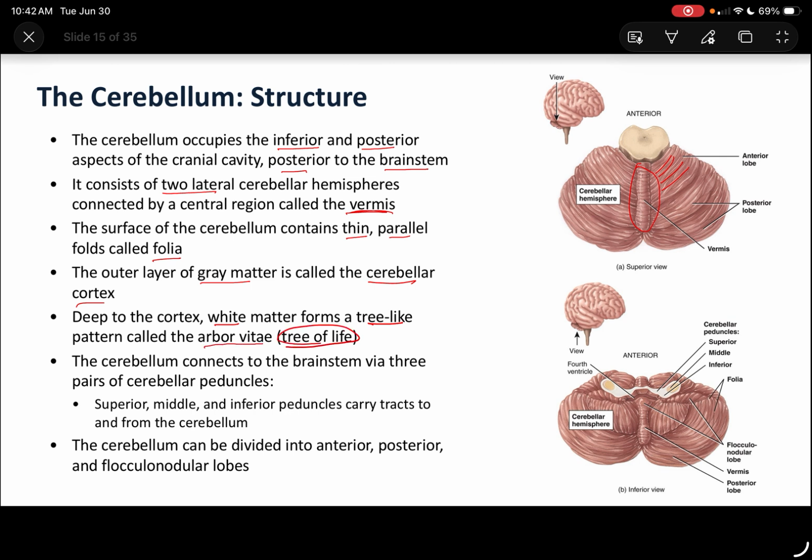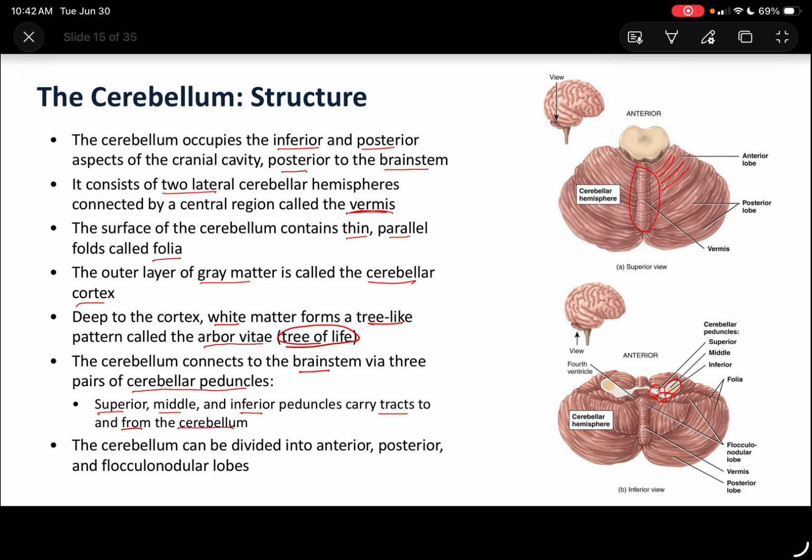Now, the cerebellum is going to be connected to the brainstem via 3 pairs of cerebral peduncles. What a fun word. We have the superior, middle, and inferior peduncles, right? So we've got our superior, middle, and inferior peduncles there. And these are going to carry tracts to and from the cerebellum.